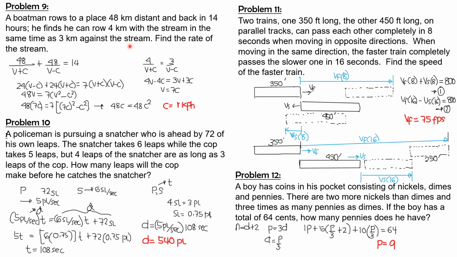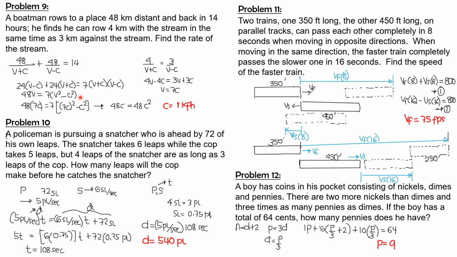Then from the statement that the man can row 4 kilometers with the stream, 4 kilometers distance over effective speed V plus C is equivalent to the time in rowing back 3 kilometers distance over effective speed in rowing back V minus C. So cross multiply: 4V minus 4C equals 3V plus 3C. So simplifying, V equals 7C.